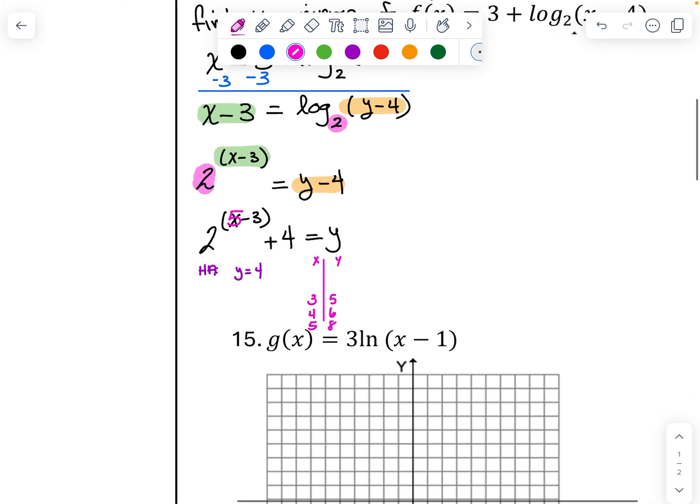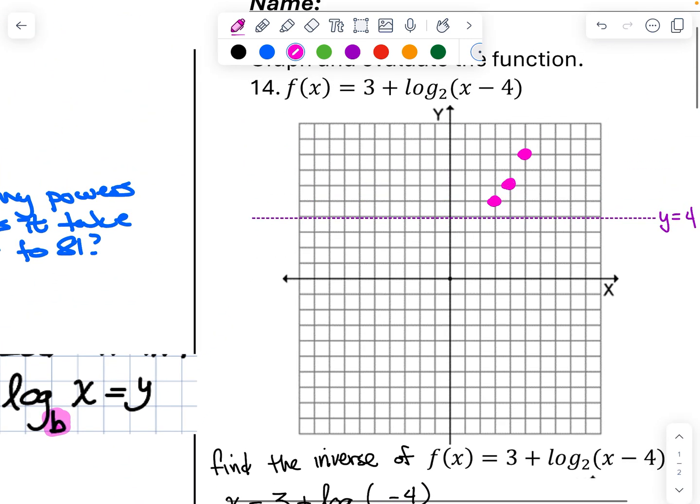So let's go the other way. Let's let x equal 2. If x equals 2, if I put a 2 here, that gives me 2 minus 3, which is negative 1, which then gives me 2 to the negative 1, which is equal to 1/2. And 1/2 plus 4 is 4 1/2. So I have the ordered pair (2, 4 1/2). So 2 to the right, 4 1/2 will be right here. And that makes sense because it's going to get closer to that asymptote.